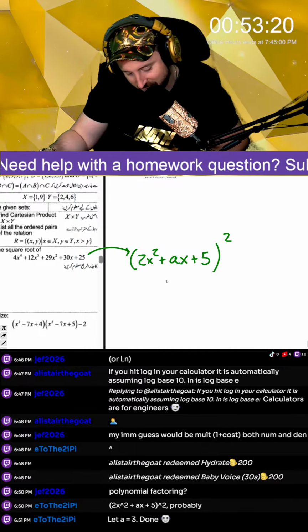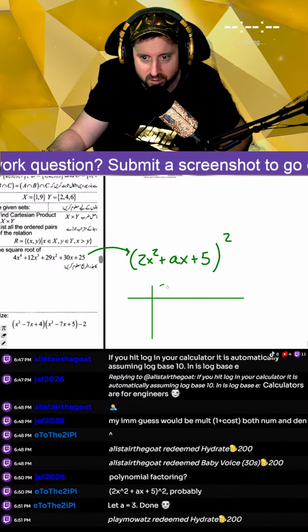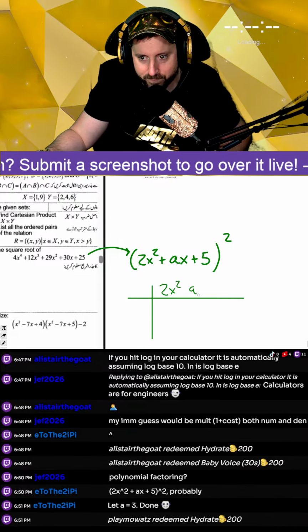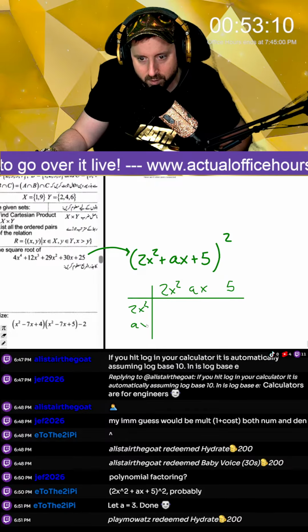Okay. Let me try to show. I mean, you could just guess that, I guess. But if we wanted to do this methodically, I think this is how I would do it. I would say 2x squared, ax, 5, 2x squared, ax, 5.